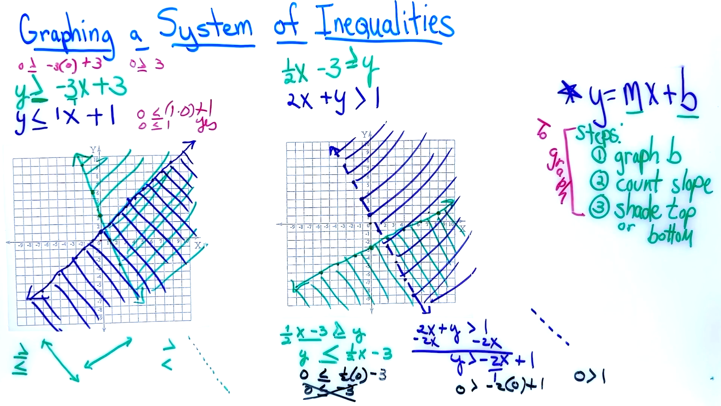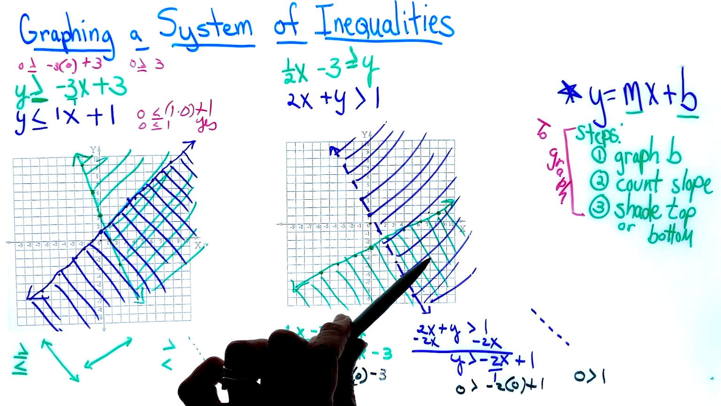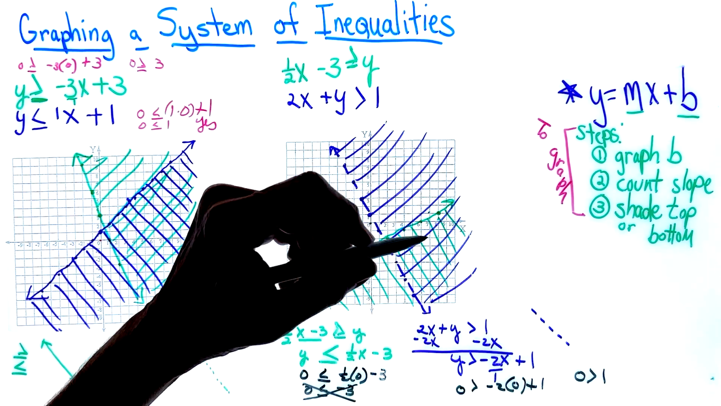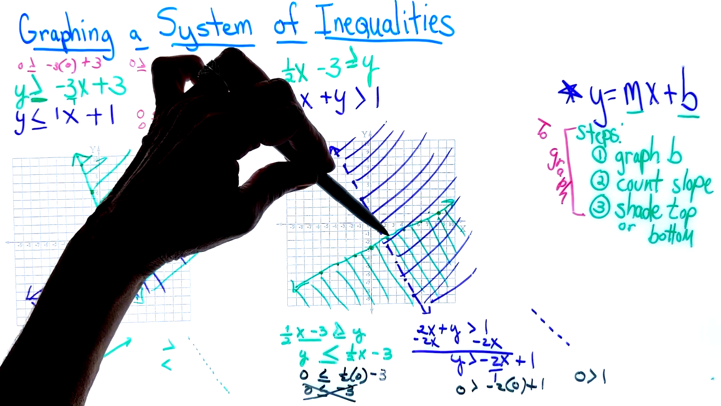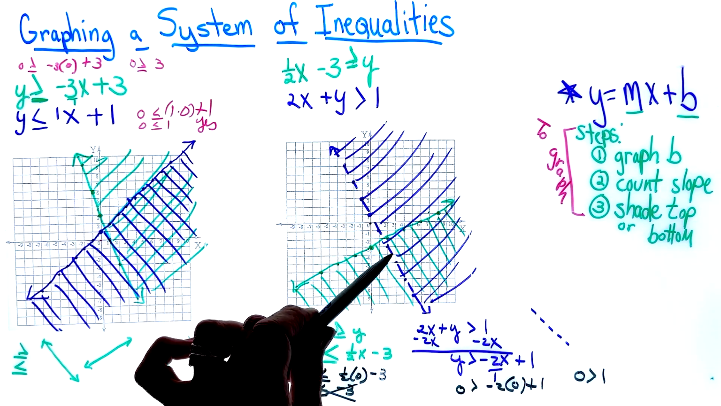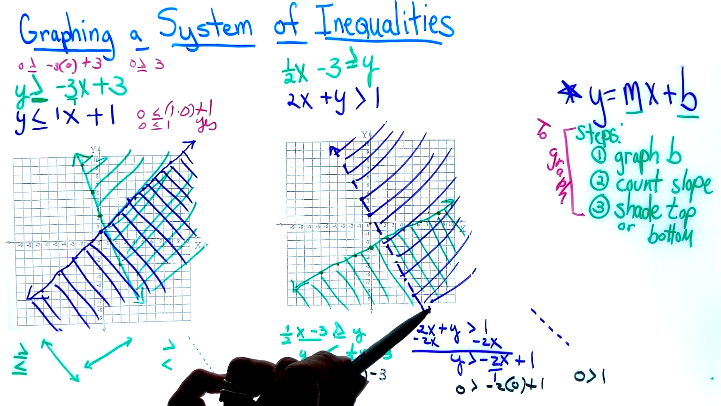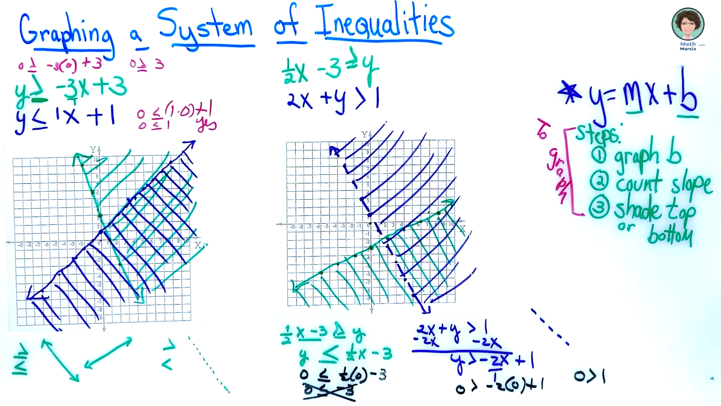And when I do that, I can see here's my overlap. All of this is part of the solution. What also is part of the solution are the ordered pairs on this part of the line, the green line. What is not part of the solution are any ordered pairs that would be on our dotted line. So again, when you're graphing a system of inequalities, in the end, you are looking for the shaded area where they overlap. And those are your many solutions to your system of inequalities.